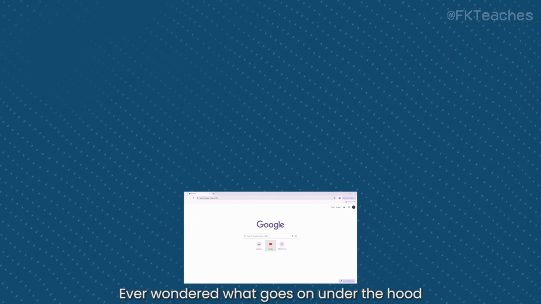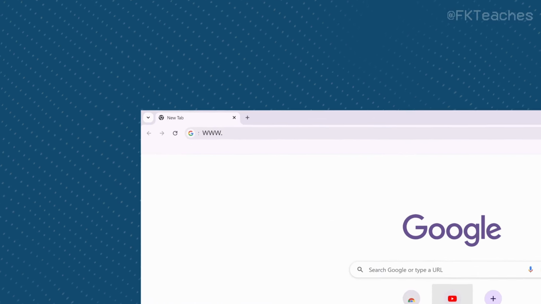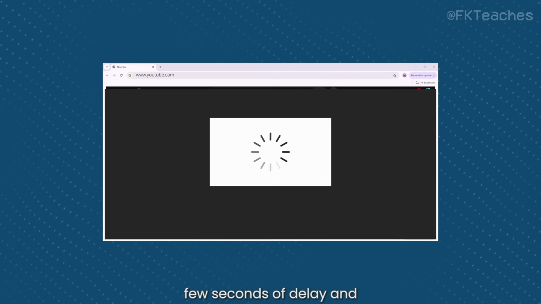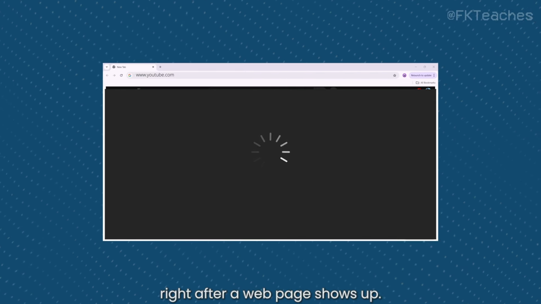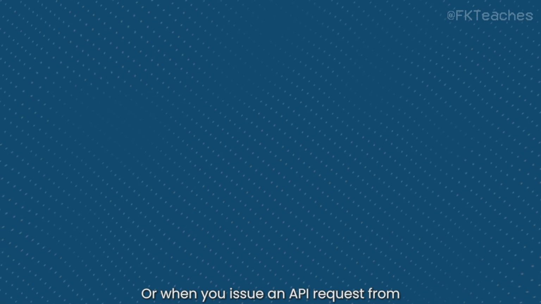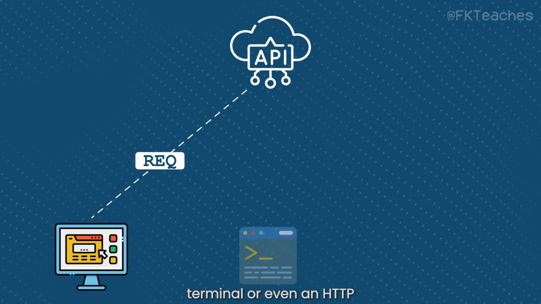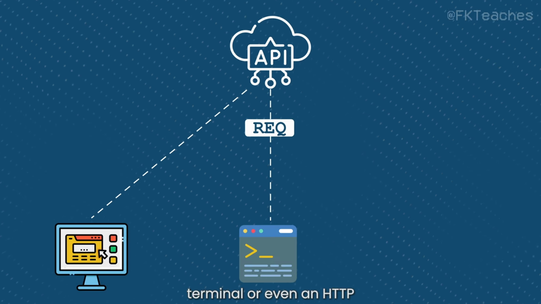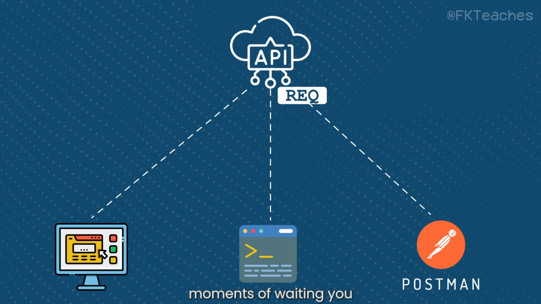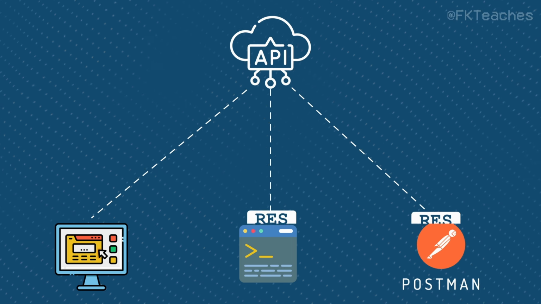Ever wondered what goes on under the hood when you enter a URL into your browser, hit enter to load the page, and you get those few seconds of delay, and right after, a web page shows up? Or when you issue an API request from your application, your terminal, or even an HTTP client like Postman, and after a few moments of waiting, you get back a bunch of results.